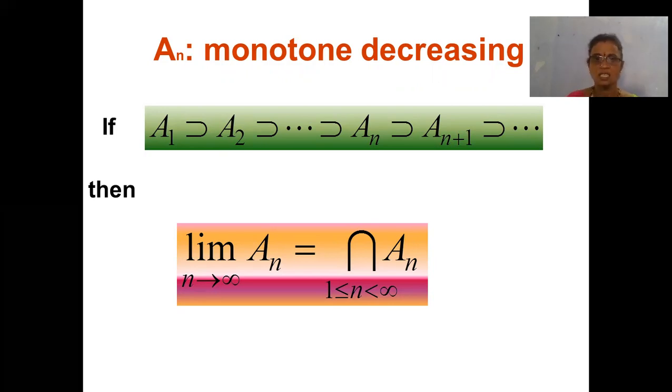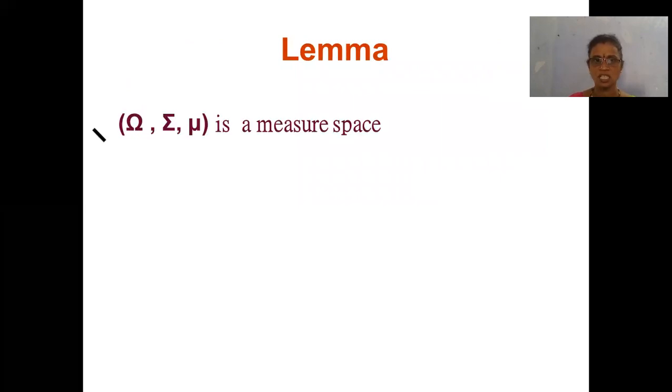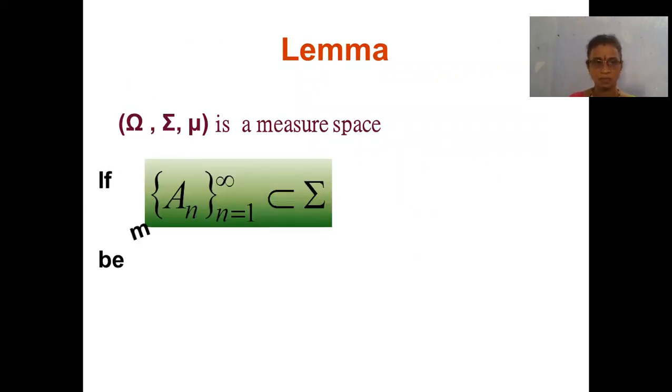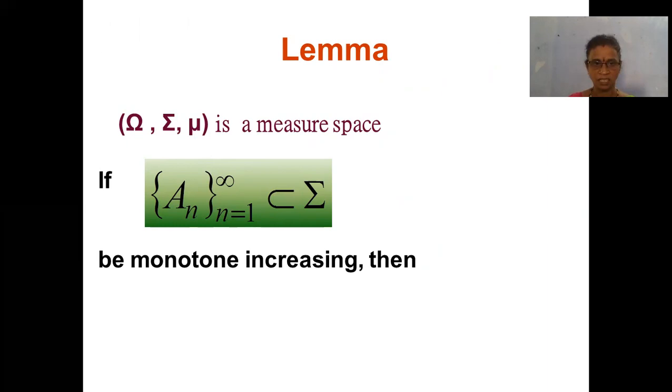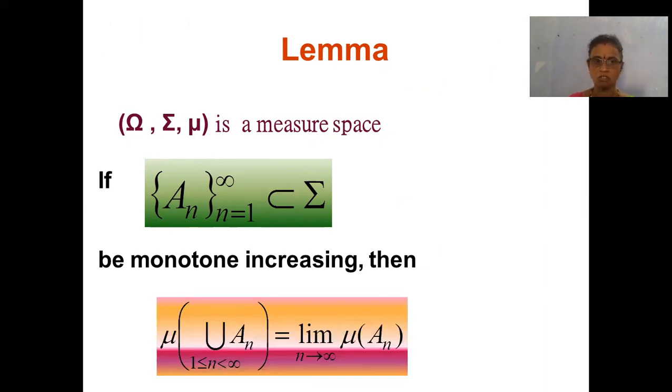Then we are going to see the lemma. Let omega, sigma, mu be a measure space. If a set, a sequence A n, n equal to 1 to infinity, is a subset of sigma and is monotone increasing, then we have to prove that mu of union over 1 less than or equal to n less than infinity A n is equal to limit as n tends to infinity mu of A n.